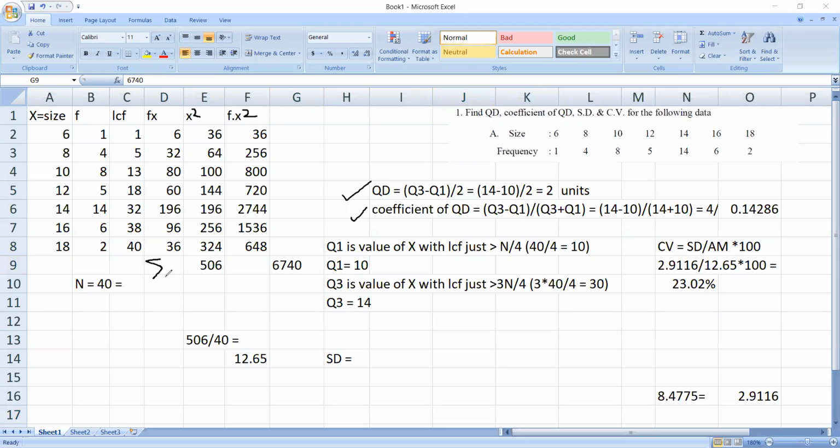So we have sigma fx 506, sigma fx square 6740. So we substitute that in the formula of AM and standard deviation. Below the table, in the last row, write the totals: sigma f or n, sigma fx, then sigma fx square. Then write the formula of mean, x bar is equal to sigma fx by sigma f. Then the formula of standard deviation and the simplification of that.